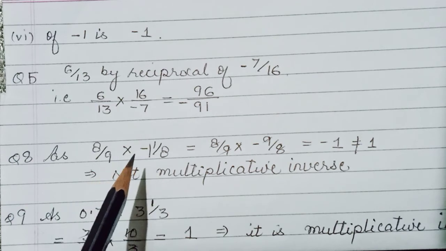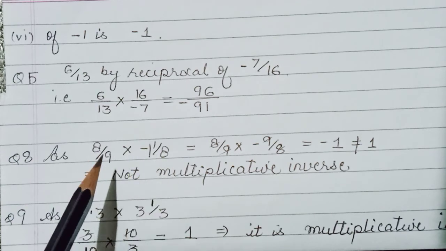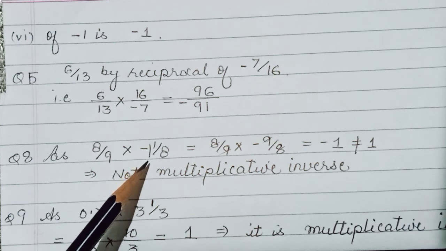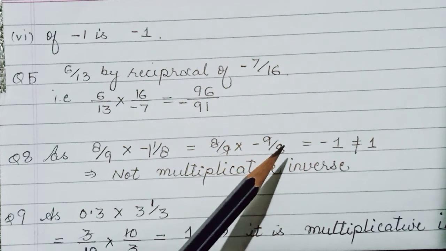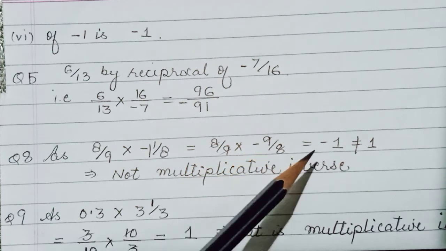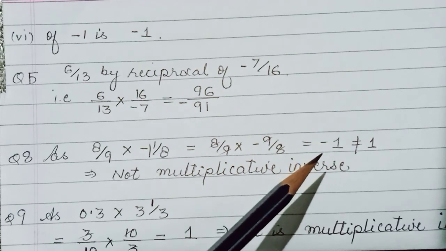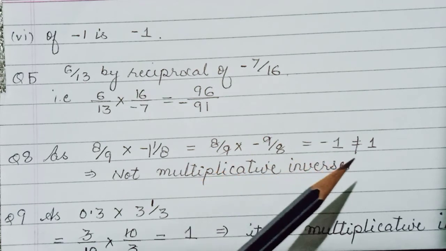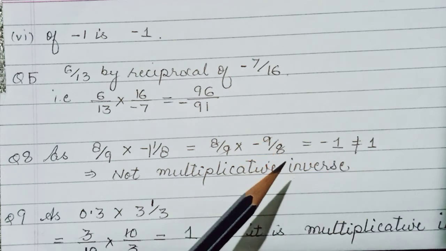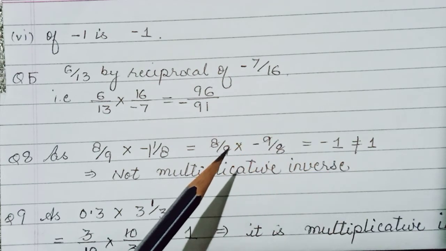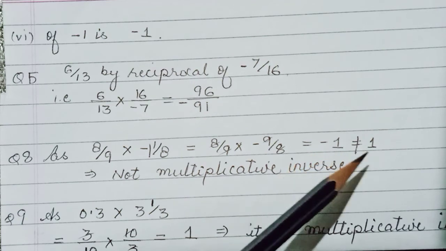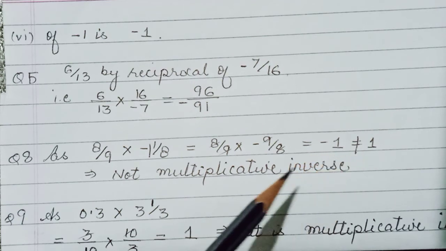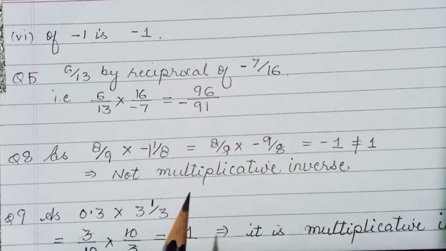What I've done here is I have multiplied the two numbers. 8 upon 9 was the given number and this was suggested as its inverse. Changing it to its mixed form, 8 ones are 8, 9 upon 8. Now if I cancel whatever I can, I end up getting minus 1. For multiplicative inverse, we should get 1. Any number is said to be a multiplicative inverse if on multiplying with the number it gives you the multiplicative identity 1, not minus 1. They are not the same. So you would say no, this is not the multiplicative inverse.